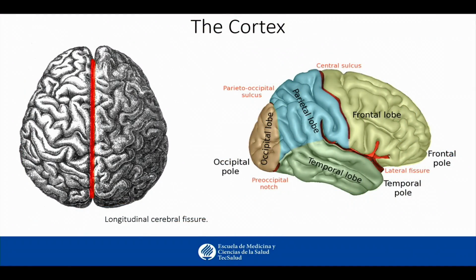The left and right cerebral hemispheres are separated by the longitudinal cerebral fissure. Each cortical hemisphere can be divided into 4 lobes: frontal, temporal, parietal, and occipital. The frontal lobe can be distinguished from the temporal lobe by the lateral sulcus or sylvian fissure. The frontal lobe can be distinguished from the parietal lobe by the central sulcus or Rolandic fissure. The parieto-occipital sulcus, which is visible on the medial aspect of the hemisphere, divides the parietal and occipital lobes.